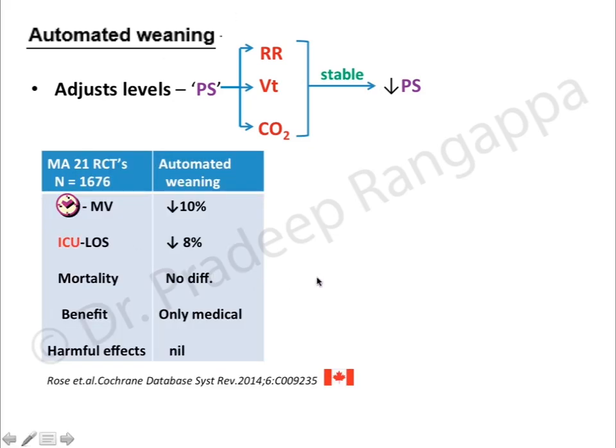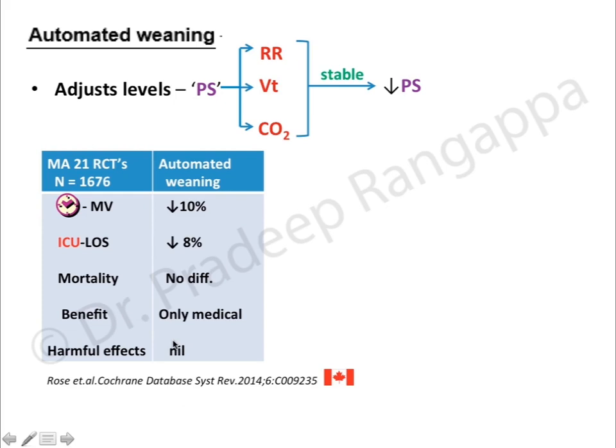And this was again a study from a Canadian group to show whether automated weaning helps. This was a meta-analysis of 21 randomized controlled trials, where they found that with automated weaning, duration of mechanical ventilation came down by 10%, ICU length of stay reduced by 8%, and mortality showed no difference. The benefit was seen only in medical cases, not in surgical or post-op patients, and there were no harmful effects.